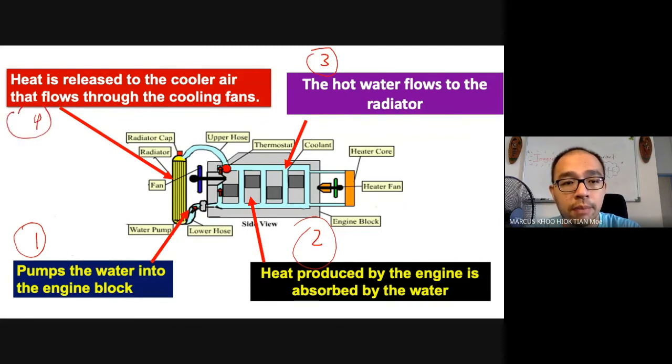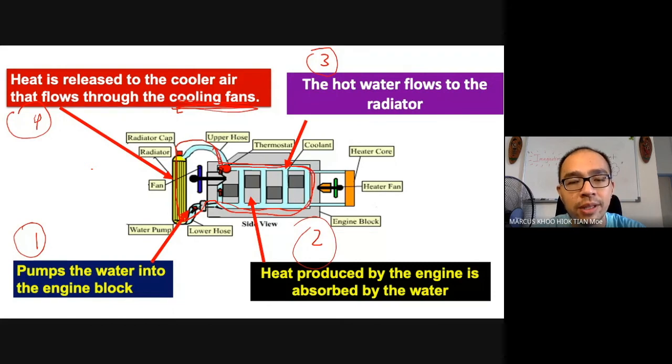The pump pumps the water into the engine block. Then heat is produced by the engine and absorbed by the water. The hot water flows to the radiator and the heat is released. So the hot water comes over here, then the heat is released through the cooling fans. That's why there's a fan over there in your engine to blow out all the hot air. When the hot air is all blown out, the temperature of the same water decreases. Then the water will be pumped into the engine, flow and absorb the heat.